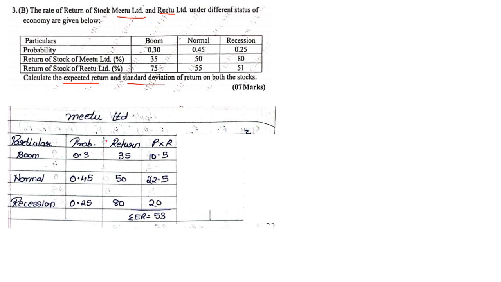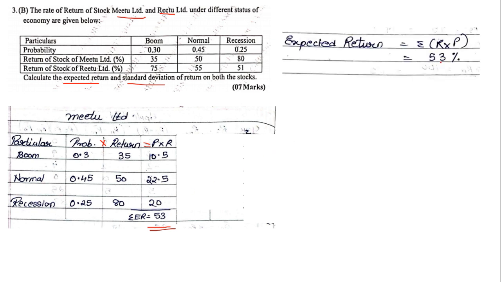The first thing that you will need to find is the expected return. So we multiply the probability into return, that will give you P into R. So 35 into 0.3, 50 into 0.45 and 80 into 0.25, we get 10.5, 22.5 and 20. Add up and we get the answer as 53. The total of P into R is nothing but our expected return, which comes to 53%. Now for the next column, we need the deviation of returns, that is R minus expected return.